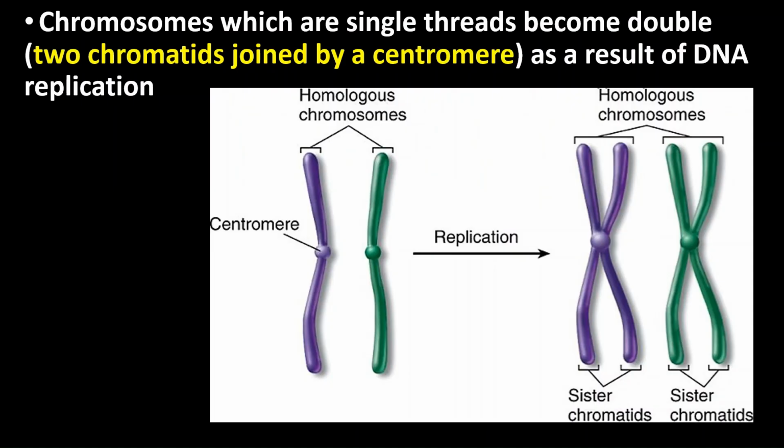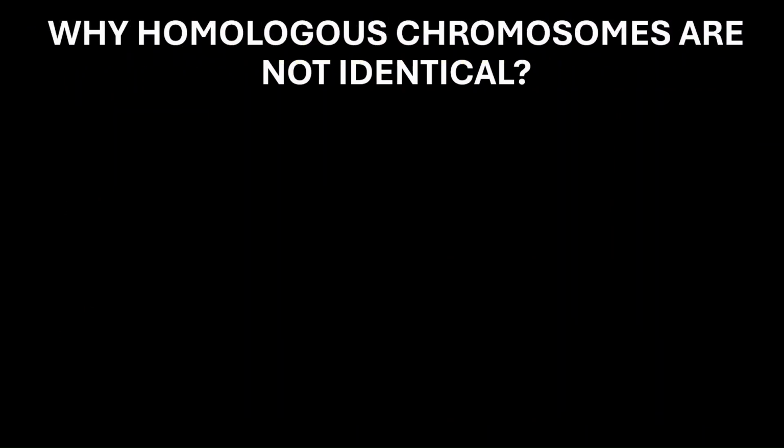So remember what we studied earlier. At the beginning, during interphase, we said chromosomes which are single threads become double, that is, two chromatids joined by a centromere, as a result of DNA replication. So let us explore why homologous chromosomes are not identical. Anytime they are drawn, one is black and one is white, or one is given a different color and the other is given another color. Why is that the case? Why are they not identical?